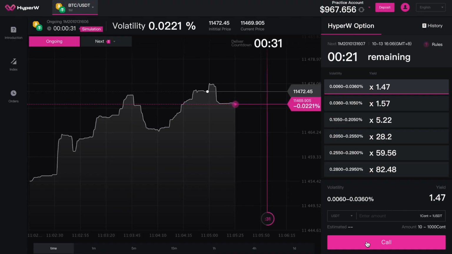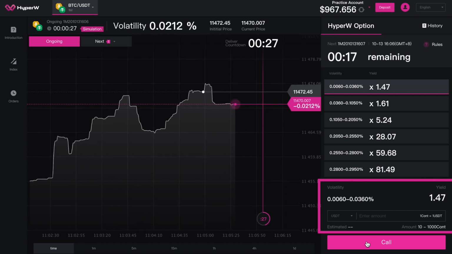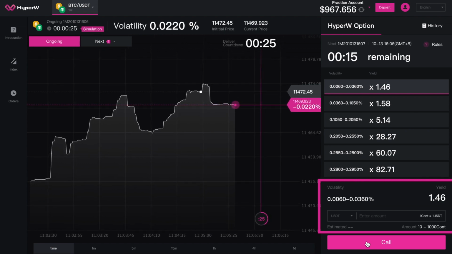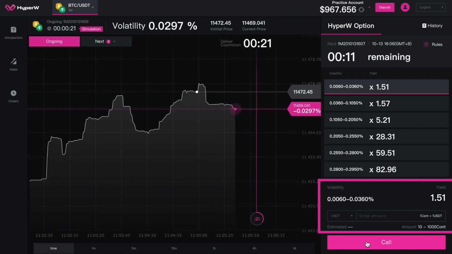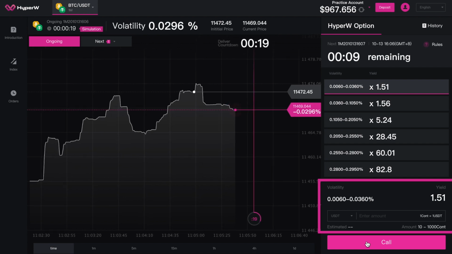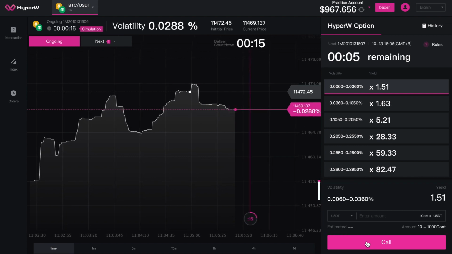Before the session is over, I would like to draw your attention to a few details, namely that you can bet at least 10 contracts per bet, but no more than 1000 contracts per bet, where, as you can see, one contract is equal to 1 USDT.